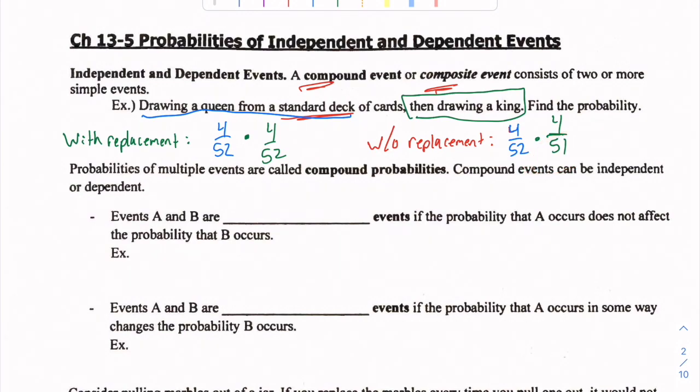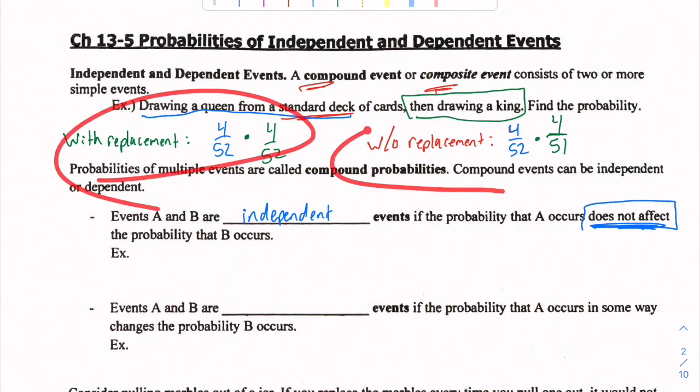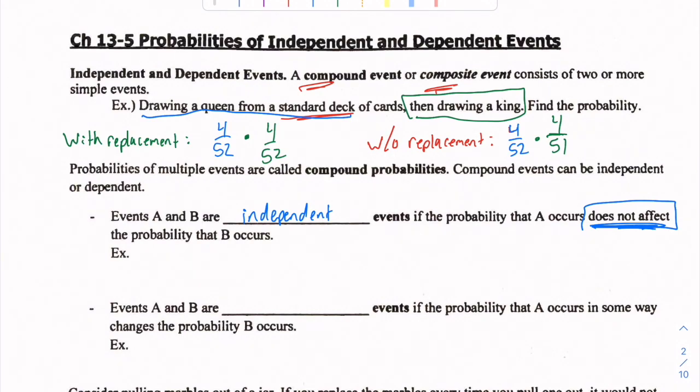All right, probabilities of multiple events are called compound probabilities. Okay, compound events can be independent or dependent. So let's talk about this here. Events A and B are independent events if the probability of A occurs does not affect, okay, underline box that, does not affect the probability that B occurs. So basically, of these two situations, an example of an independent event is with replacement, right?